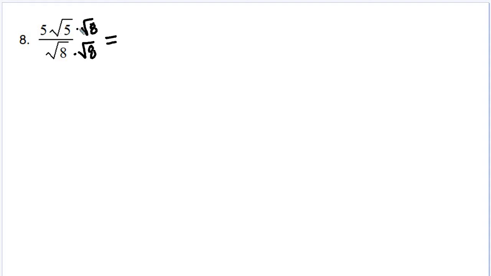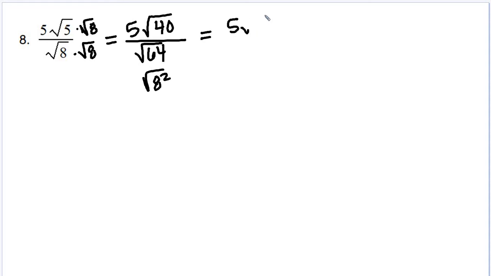So remember, coefficient times coefficient, an understood 1, so 5. And the square root of 5 times the square root of 8 is the square root of 40, over the square root of 8 times the square root of 8, which is the square root of 64. Or we could have written that as the square root of 8 squared. Either way, it's going to yield the same answer of 8.